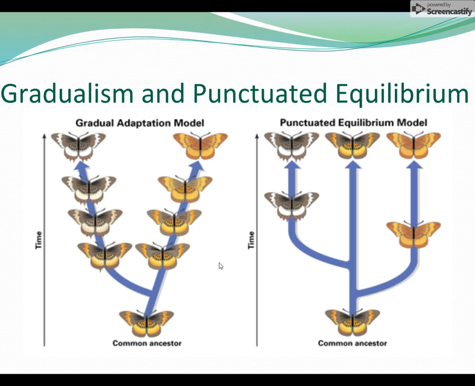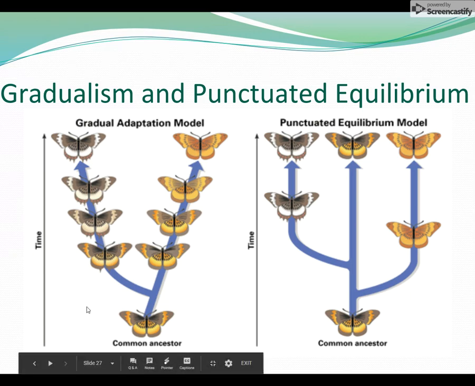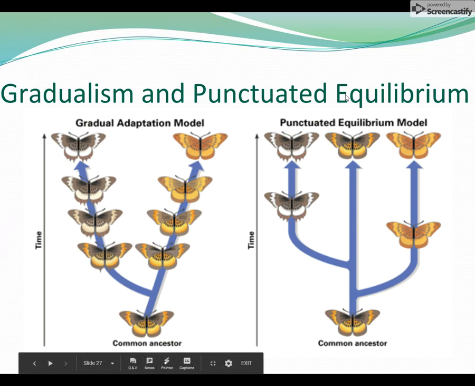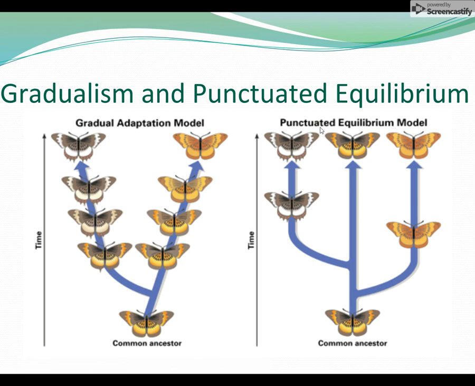So this is what that looks like. You have gradualism here, where you have slow incremental steps to the end in each of the body forms. Or you have punctuated equilibrium, where you have big jumps in body forms. You have big jumps and changes that result in lots of different individuals.